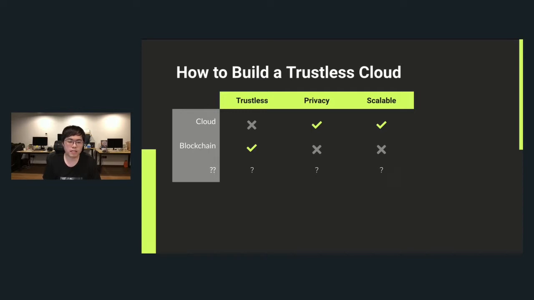But blockchain has some problems. The biggest problem, I think, is privacy. Everything stored on the blockchain is transparent. So no matter what you input into the blockchain, you can find it from the blockchain history. And it's not scalable as well. So is there any solution to overcome these problems and combine them together to create a trustless cloud?